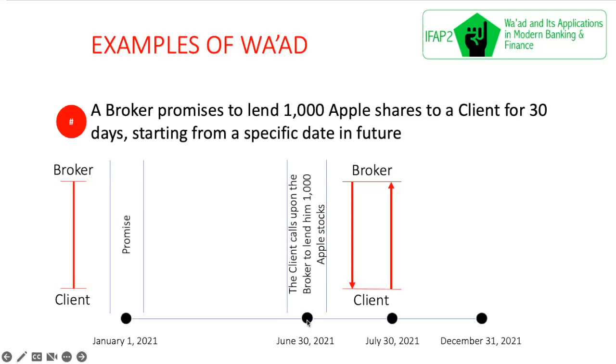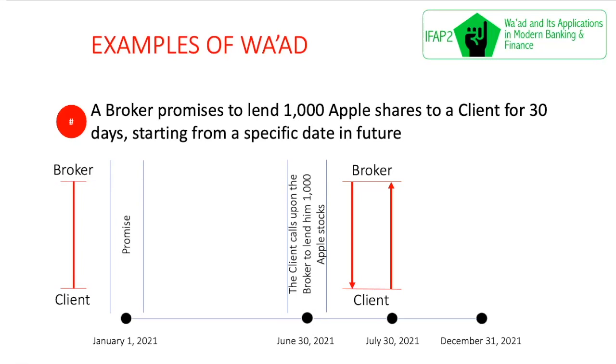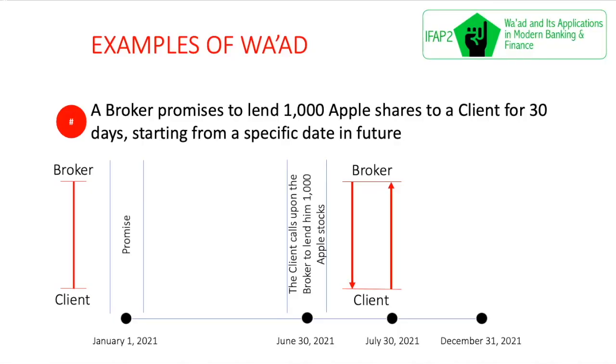If this was a promise starting from a specific future date, and the client doesn't want to borrow 1,000 Apple stocks on June the 30th, rather they find July the 30th when it comes, this is more appropriate, they may call upon the promise then, or any other date after June the 30th. So it is not automatic after a promise has been exchanged that the lending and borrowing would take place. No, an action has to be taken by the promisee to go to the next level or next stage.